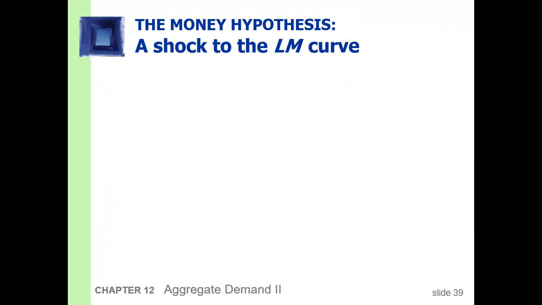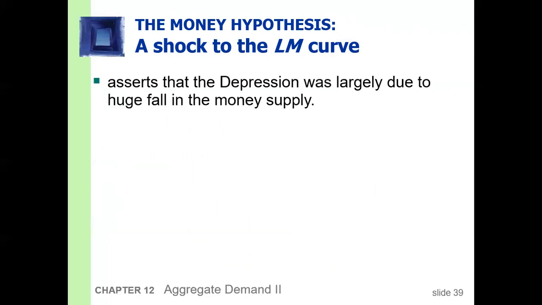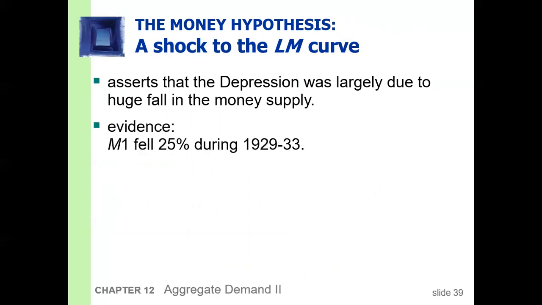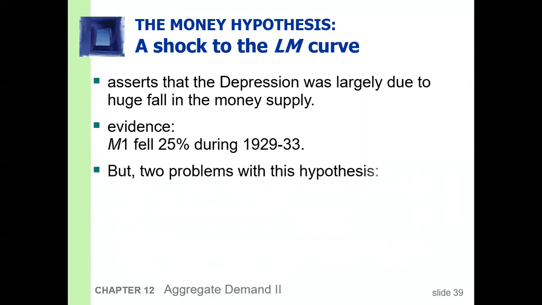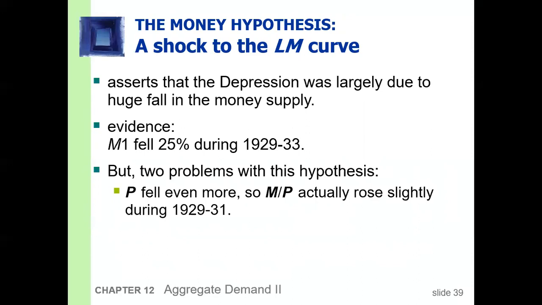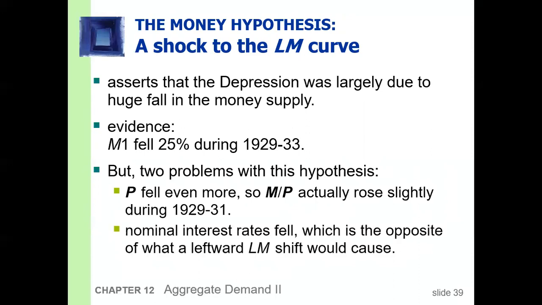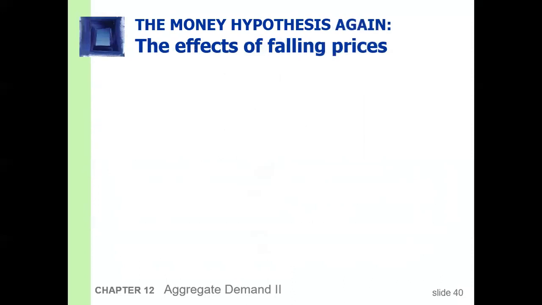A shock to the LM curve. This asserts that the depression was largely due to a huge fall in the money supply. The evidence for that: M1 fell by 25% during these years of the Great Depression, but there are two problems with this hypothesis. Prices fell even more, so real money balances actually rose slightly during these years. Also, nominal interest rates fell, which is the opposite of what a leftward LM shift would cause.